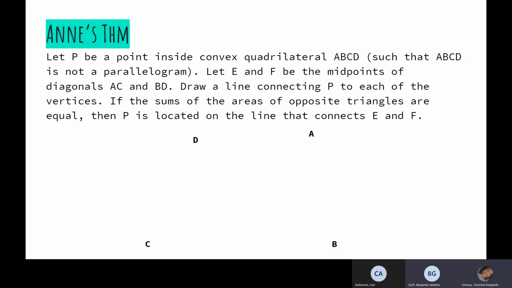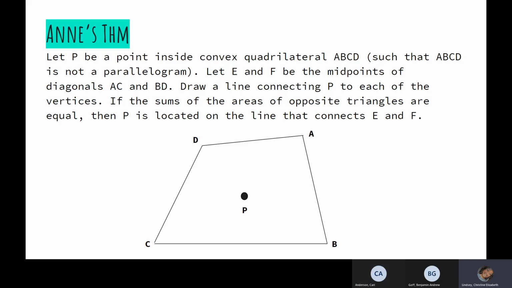So to get started, we're going to discuss what Ann's theorem actually is. We're going to let P be a point inside the convex quadrilateral ABCD, which is a quadrilateral where all four interior angles measure less than 180 degrees. It has two diagonals, and the diagonals are inside the figure, such that ABCD is not a parallelogram. In the case that ABCD was a parallelogram, then E and F would lie on the same point, and this theorem would not be used.